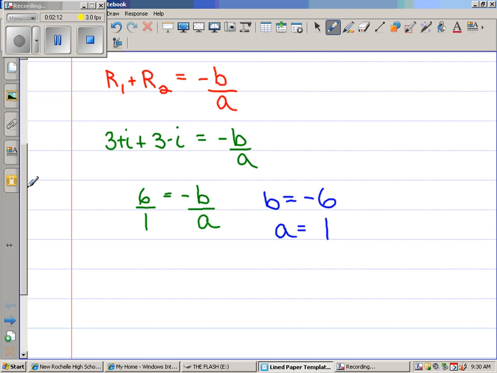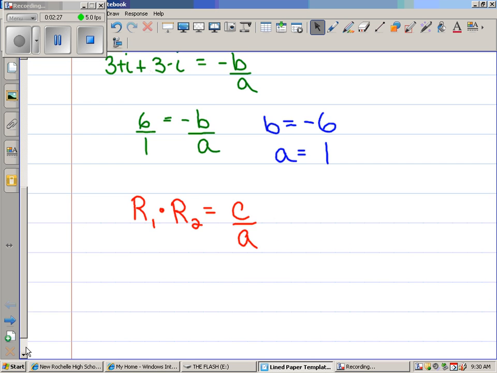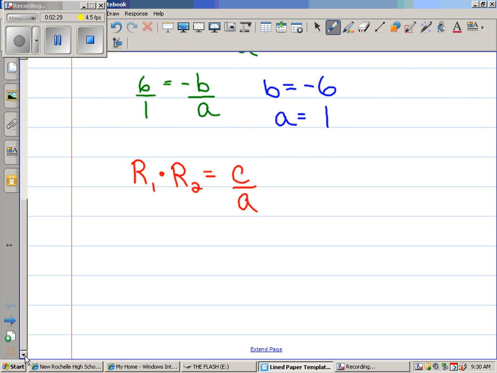What's the other formula I taught you yesterday? Yeah, the product of the roots. The product of the roots, R1 times R2, equals c over a. We already know how much a is. We're going to fill it in a minute, right? The roots, that's 3 plus i times 3 minus i equals c over a.